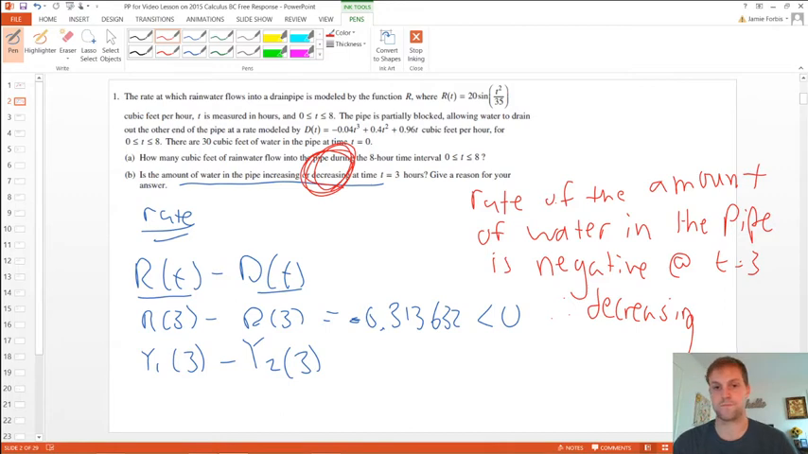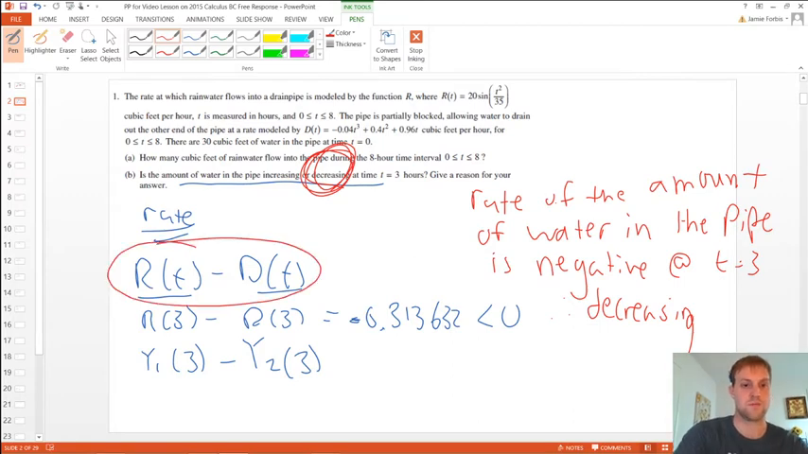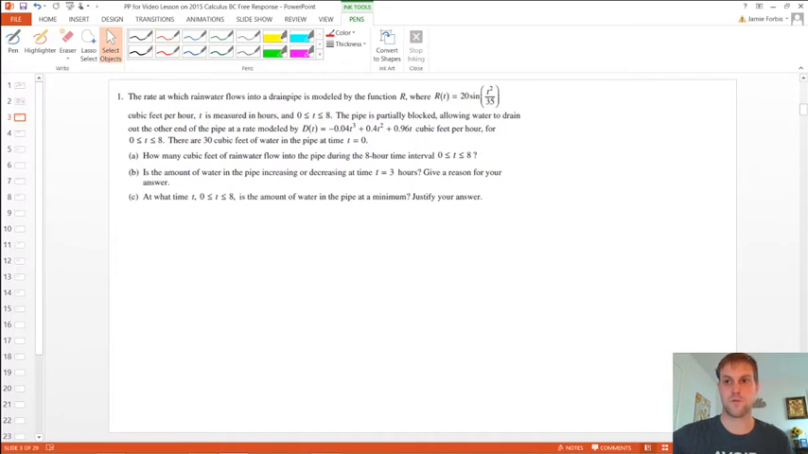That was part B. It wasn't too terrible. It's just recognizing increasing, decreasing has to do with derivative, and we know the derivative is just this rate function here. Rate in minus rate out. Okay, let's move on to C.